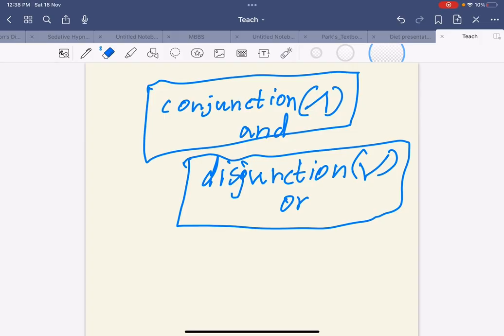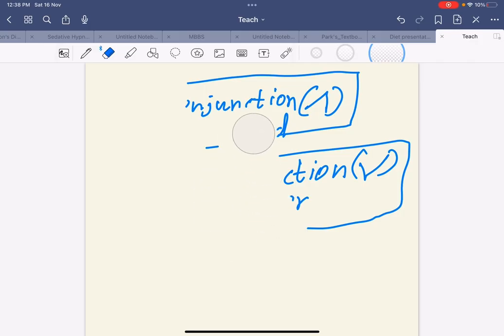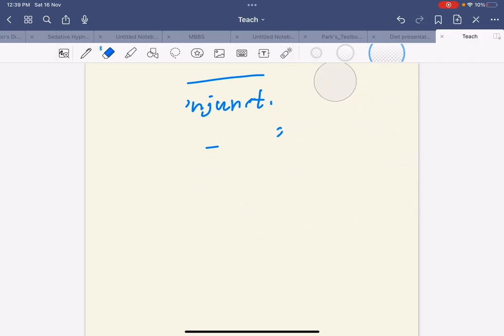So we were talking about conjunction and disjunction, and, or, and have we done the truth table? If you haven't watched the previous videos, you can go watch it. It's in my channel. And let's do some examples of truth tables using this conjunction and disjunction as well.